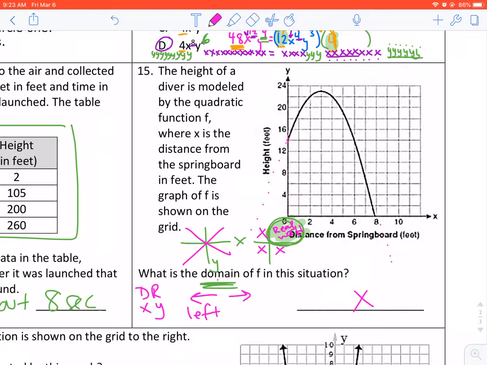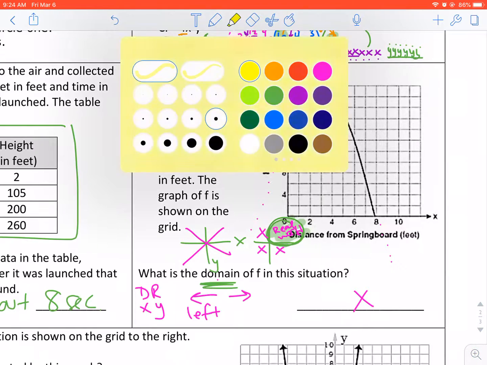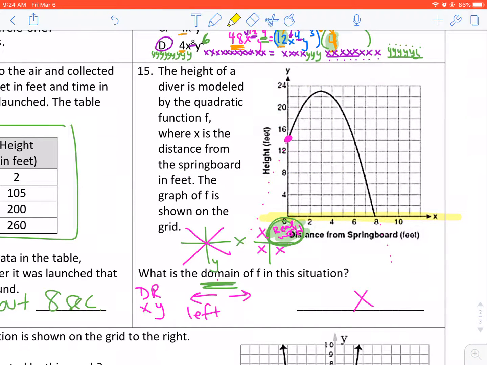The graph goes all the way up here. A common mistake is to try to figure out this number on the y-axis. We don't want the y-axis. Domain goes with the x-axis, so we can only get our numbers from the x-axis. So how far to the left? 0. Can it equal 0? Yes, absolutely, because that is where it starts.